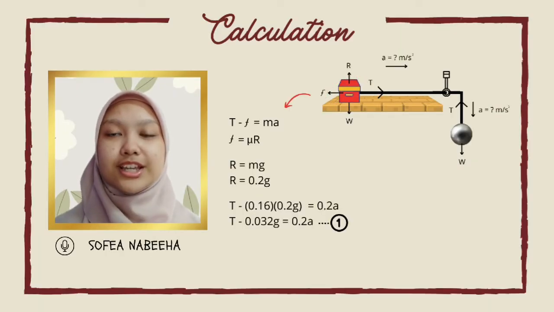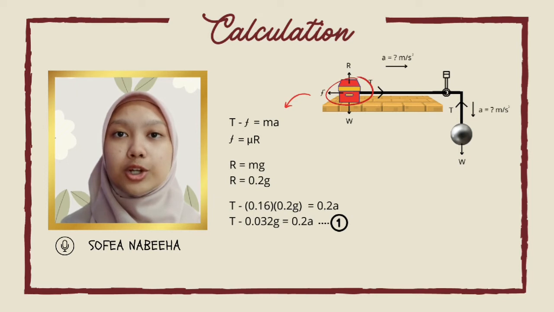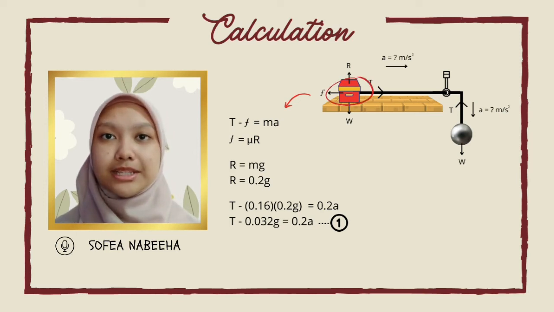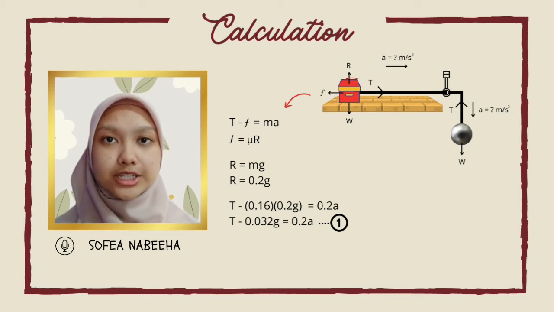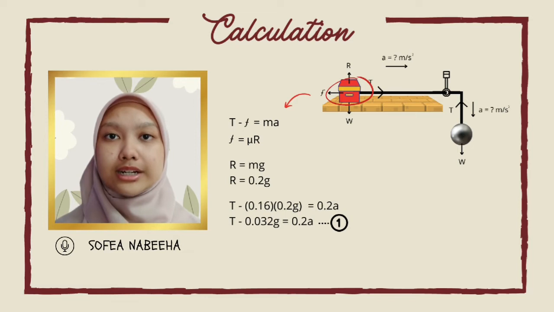Let's look at the box. Use F equals ma as reference. Based on the direction of acceleration, we will obtain the equation tension force minus friction force equals ma, where m is the mass of the box and a is the acceleration. The friction force formula is F equals mu multiplied by R, where mu is the coefficient of friction. The coefficient of friction given is 0.16.